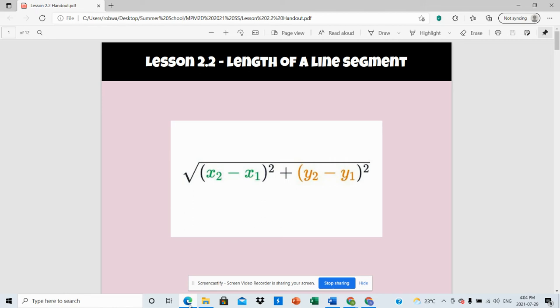Hello and welcome to lesson 2.2, the length of a line segment. And right here, what we can see in front of us is the length of a line segment formula.